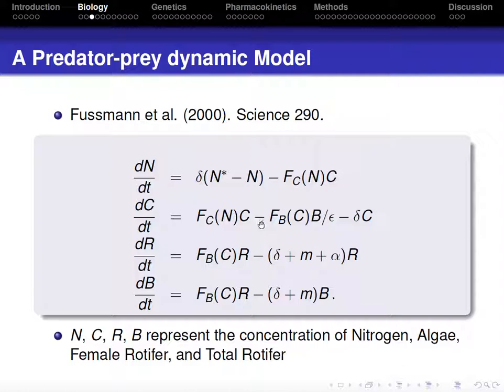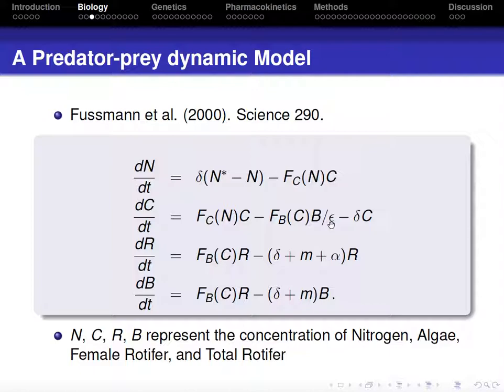And the second term is a negative term. This negative term is basically a linear function of B, the rotifer. So the rotifer will eat the algae, right? So the more rotifer, the more the algae will decrease, right? Therefore, it has a negative term, okay?